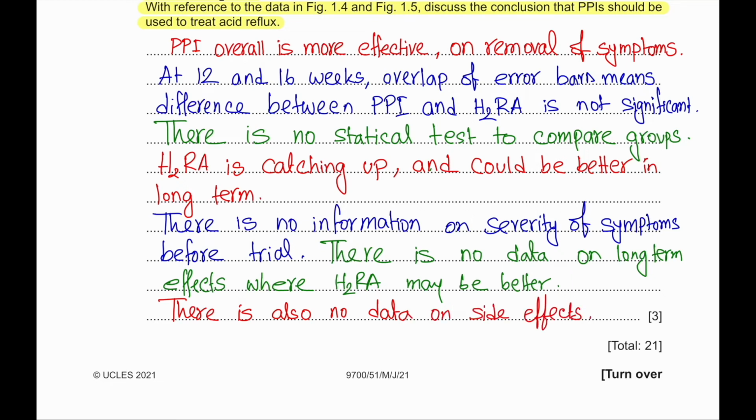So it is difficult to tell why one type of treatment will be chosen over the other one.